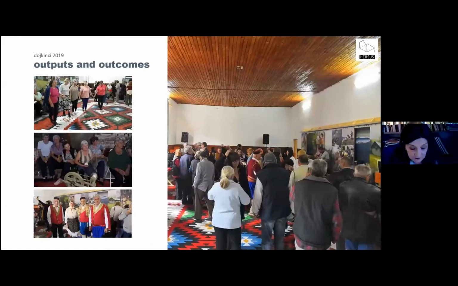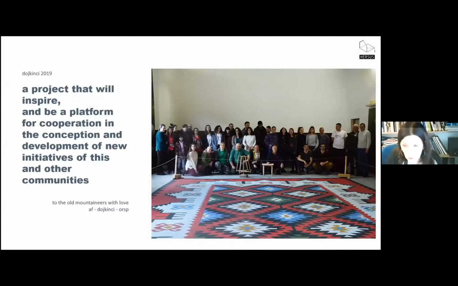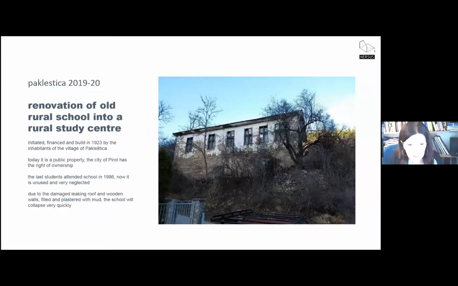We are very proud that we succeeded to achieve our goal to provide a new place where Dojkinci's inhabitants, but also other villages' inhabitants, and their families can gather and celebrate. This is a picture from the opening of the hall, and those are people who participated in its realization. And on the left side, you can see our wish. We wanted this project to inspire other villages and other communities in the future to take their own initiatives. And it really happened. Next year, we received an invitation from the village of Pakleštica.